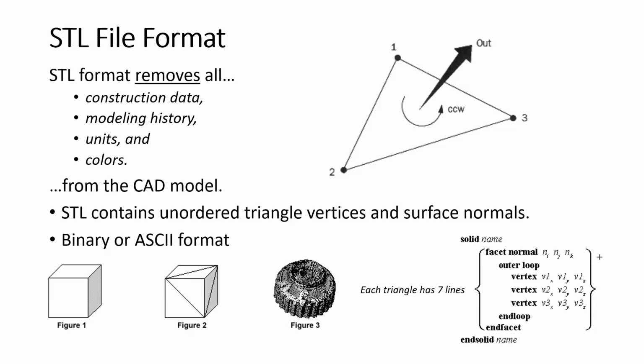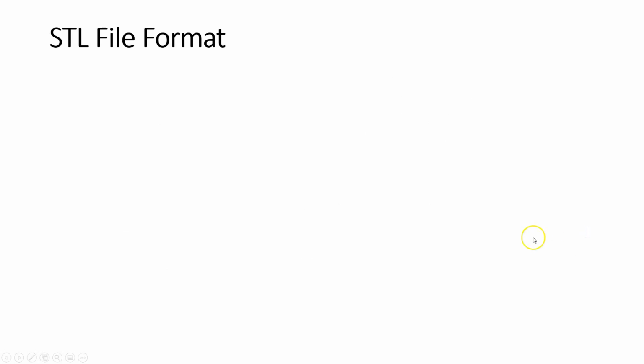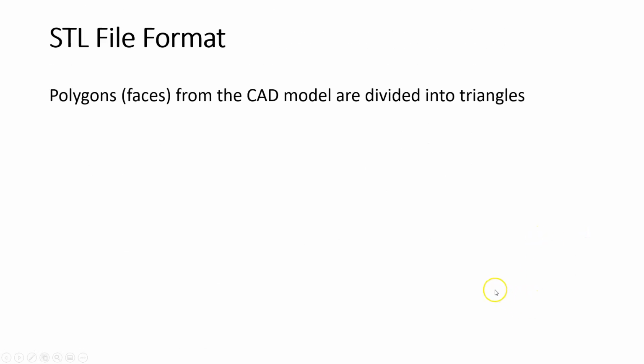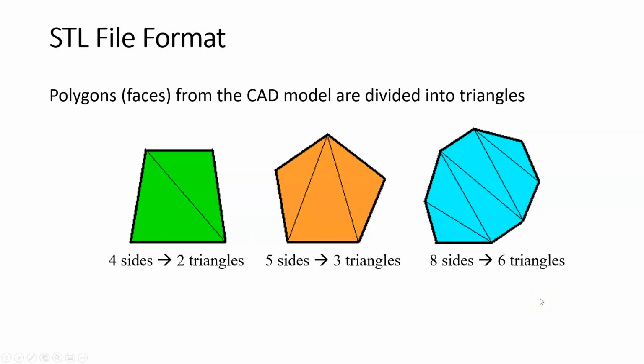So you can imagine if you have thousands of triangles in your object, and most objects have at least several thousand, even the simplest object, if it has curves in it, is going to have several thousand triangles. Then you have 7 lines times however many triangles. Okay. Now let's look a little bit more into the creation of the STL files.